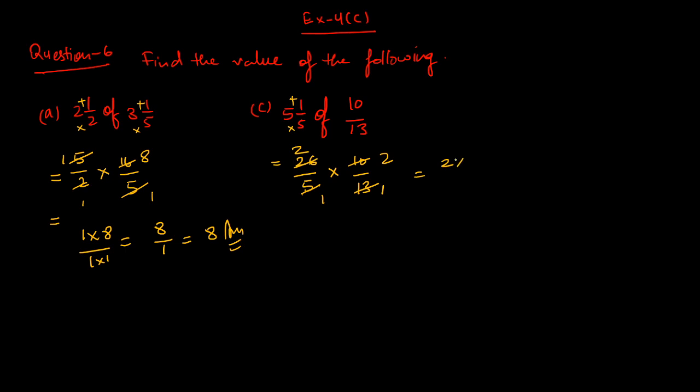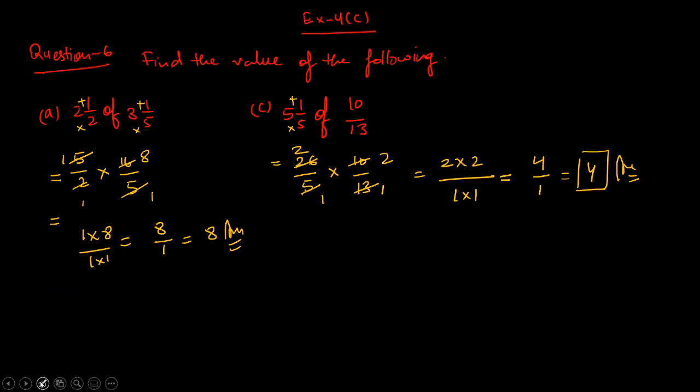So finally we have got 2 into 2 in the numerator and 1 into 1 in the denominator. So 2 twos are 4, 1 ones are 1. So your answer is 4. In the same way, you can do all the parts of question 6.